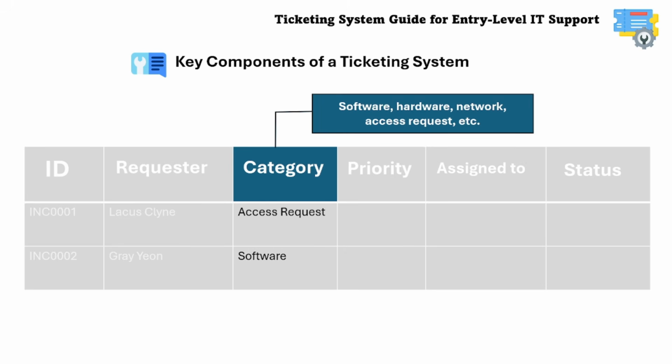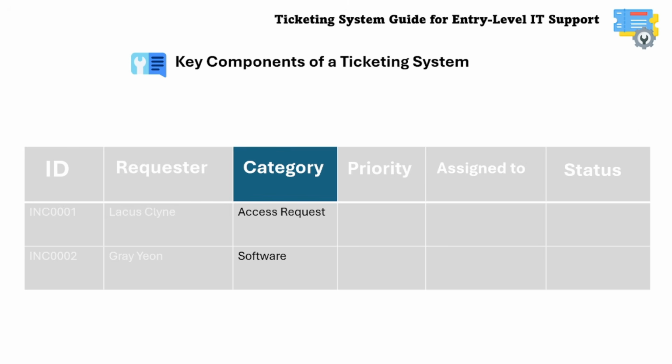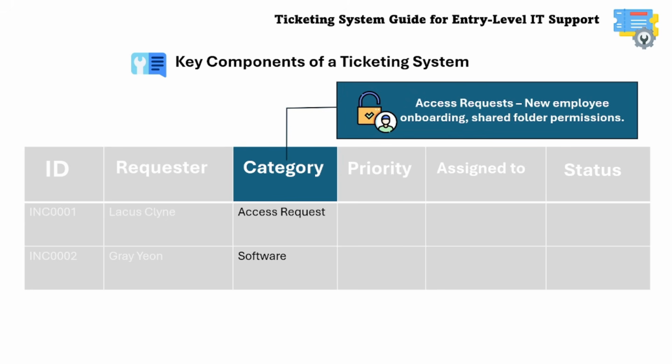The common categories include hardware. This is for laptop not booting, monitor issues, for example. Software for application crashes, unable to install software. Network for Wi-Fi connectivity issues, slow internet. Security for account lockouts, phishing attempts. Access request for new employee onboarding, shared folder permissions.